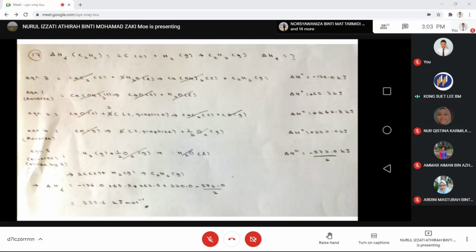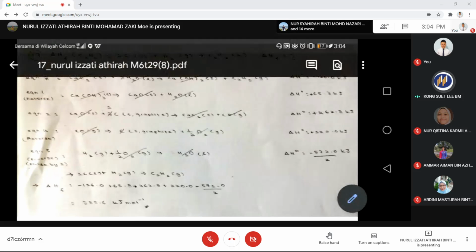And then cancel carbon. Okay, cancel carbon in equation 2. So equation 2 will have 2 mole of carbon only. And then we will get enthalpy equal to positive 220.0 kilojoule. And then we compare it with equation 5.